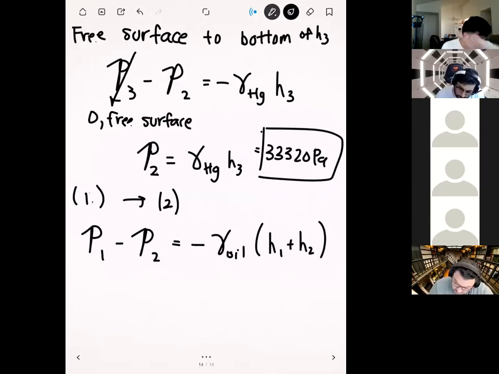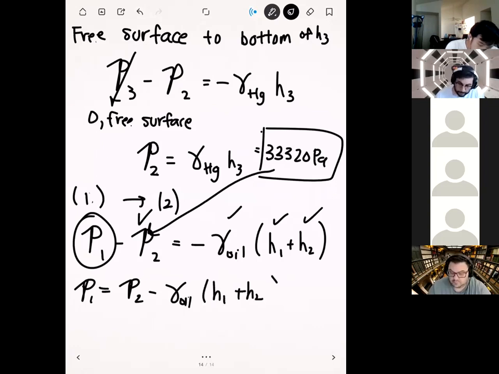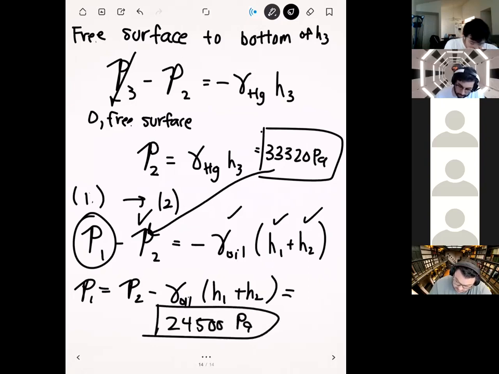This is what we want to solve for in the end. So we have P1 minus P2 is equal to minus gamma oil times H1 plus H2. We have everything here, and we have P2 from the previous step. So P1 is equal to P2 minus gamma oil times H1 plus H2. If we plug in all the numbers here, we get 24,500 pascals, and that's going to be P1.